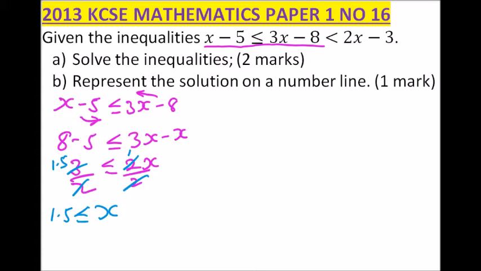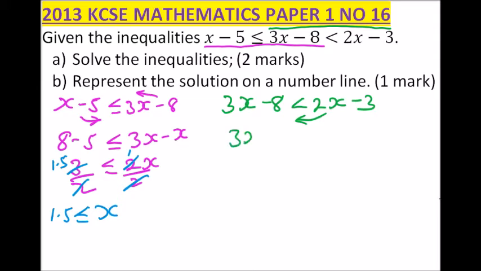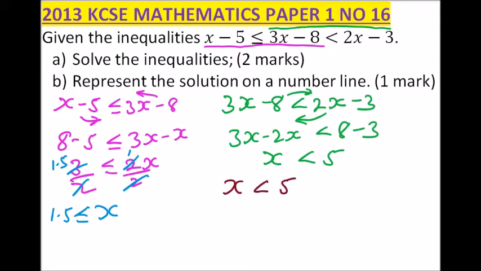After that, now you take the other side, you take these 2 again and you work on them. So you say 3x minus 8 less than 2x minus 3. We take this 2x to the left hand side, it becomes minus 2. So we have 3x minus 2x. We take 8 to the other side, it becomes positive. So it is less than 8 minus 3. So this will give us x less than 5. So we can now say our x is less than 5 and greater than or equal to 1.5. So that is part A.